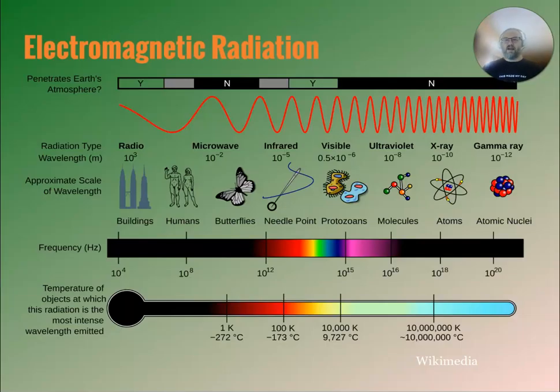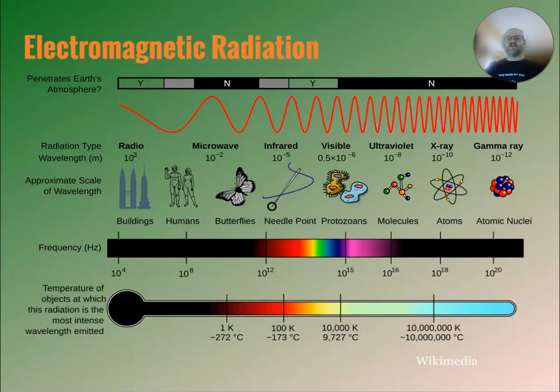we have things like radio waves. Then we move up to microwaves, then to infrared. So infra means below, so this is below red. Then we get into our visible light. So visible light is just another type of electromagnetic radiation. It happens to be the type that our eyes have evolved to be able to detect.